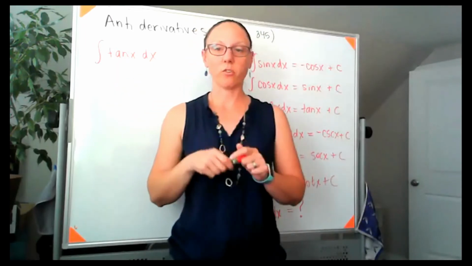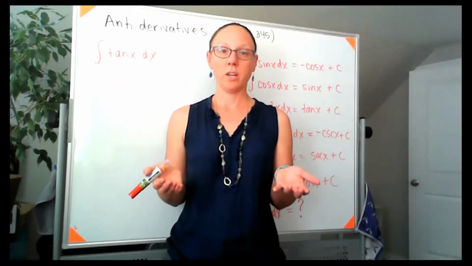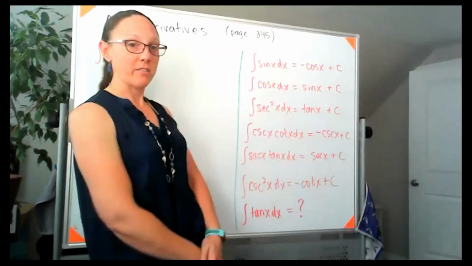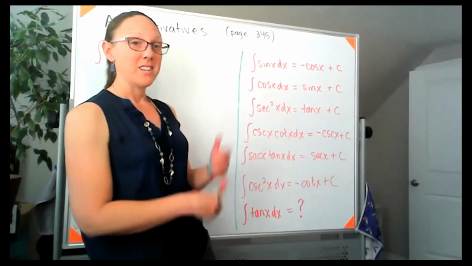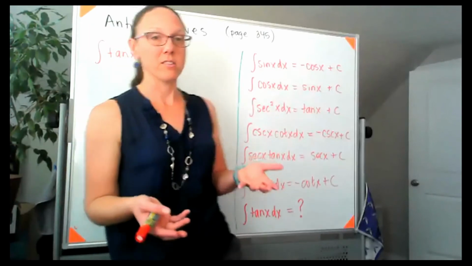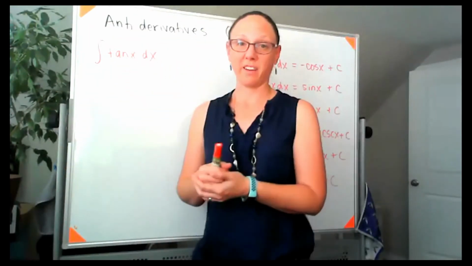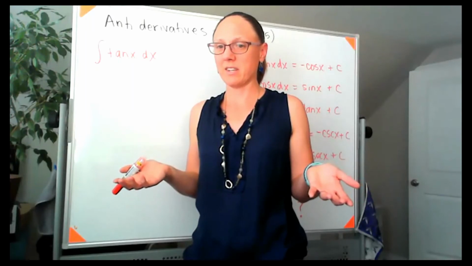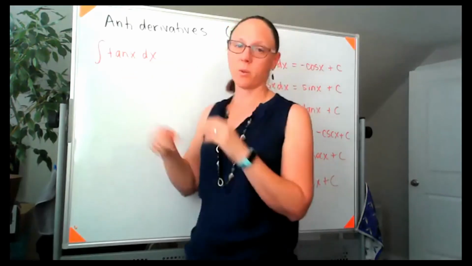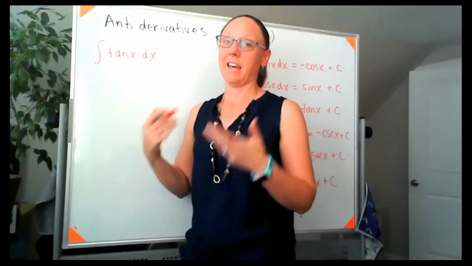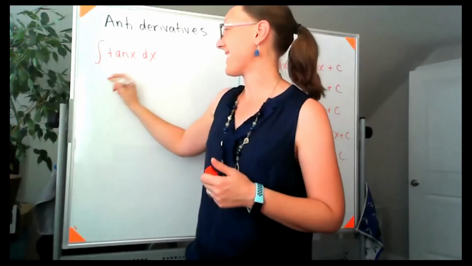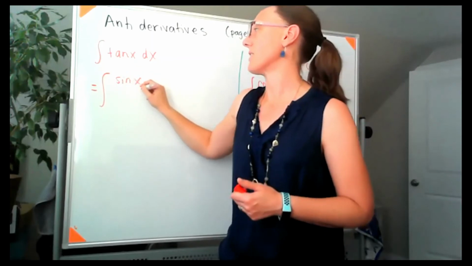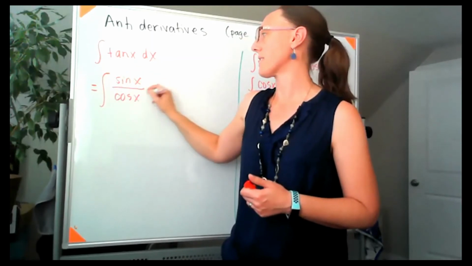So if I gave you the integral of tangent of x to do, it's not something nice in our list of antiderivatives. So we're going to have to try something else. Integration by parts doesn't really seem like a good choice. So I'm wondering if there's some way we can rewrite it. And that's by using the fact that tangent of x is actually sine of x divided by cosine of x.